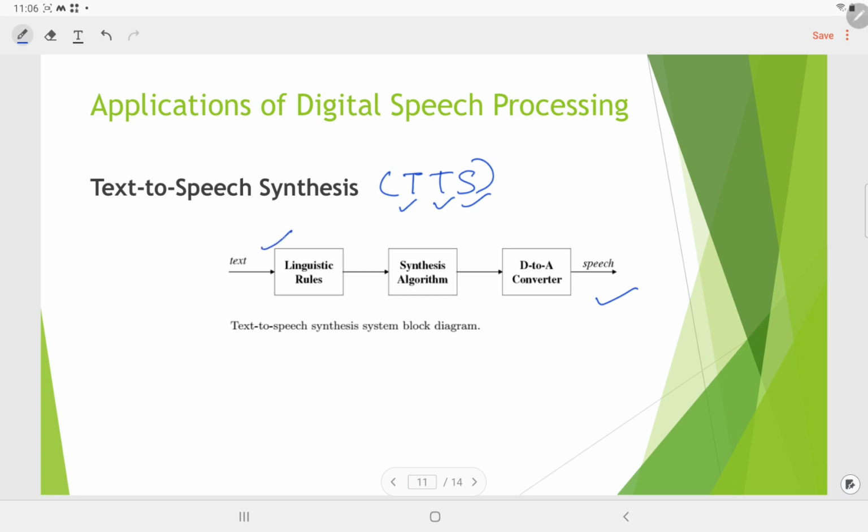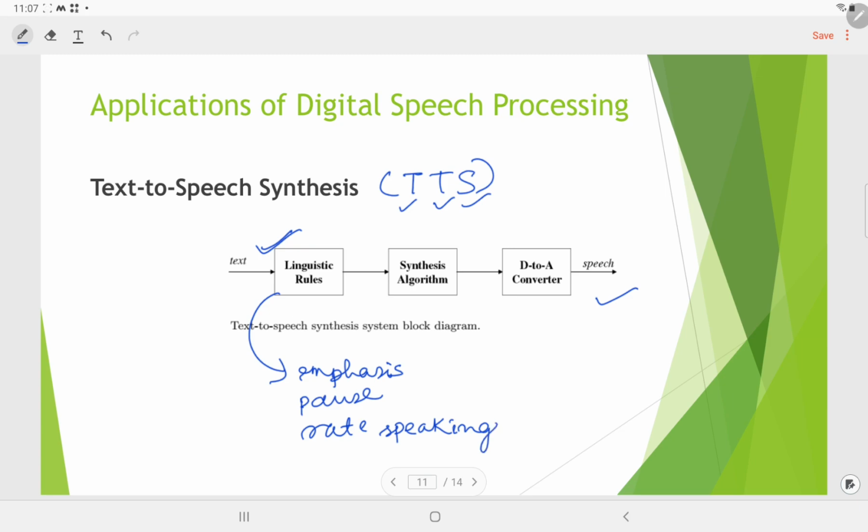So in the first block, that is your linguistic block, it converts the printed text into a set of sounds that a machine must synthesize. It involves a few linguistic rules that determine the appropriate set of sounds. So here it will include where to give emphasis, or where to pause, or the rate of speaking, whether you should speak fast or slowly. So that is determined here.